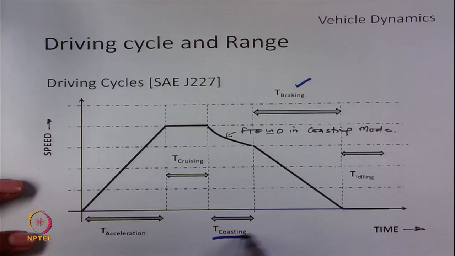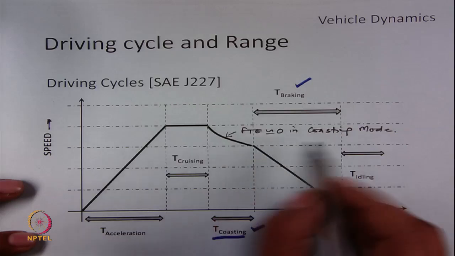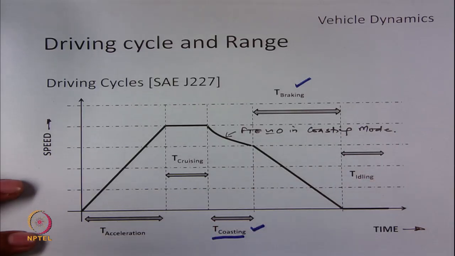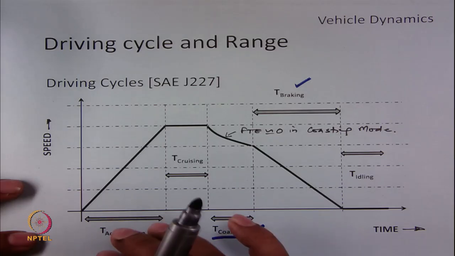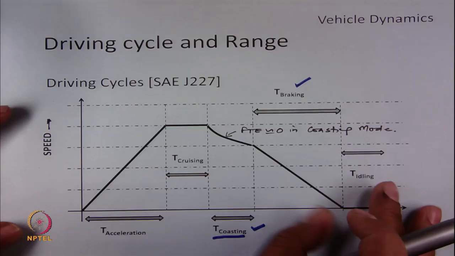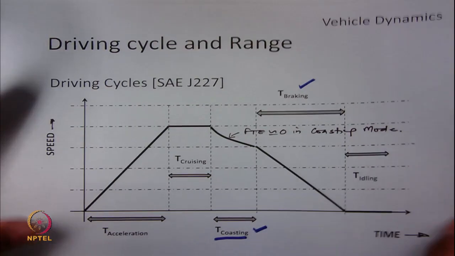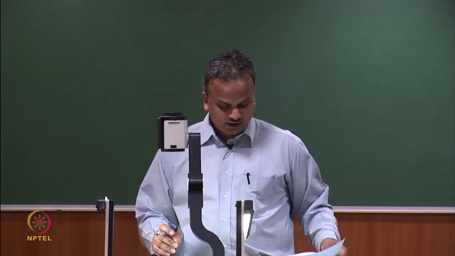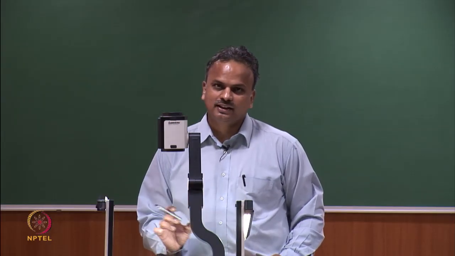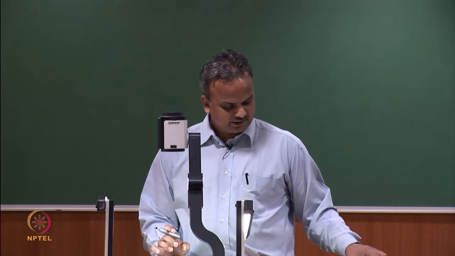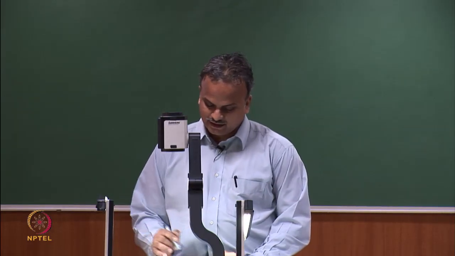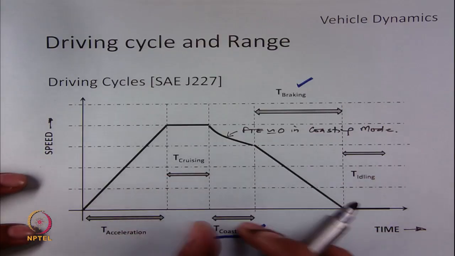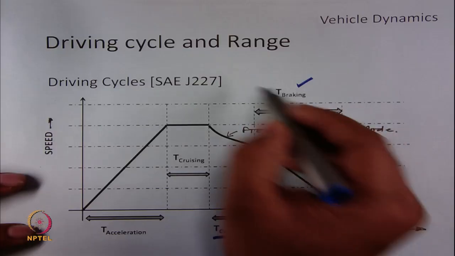So, T coasting is a period where the tractive effort is reduced to 0. So, it is a kind of vehicle floating on inertia and road conditions. Different variations of this SAE are available, such as J227A, 227B, where different times such as T acceleration and T cruising are varied.